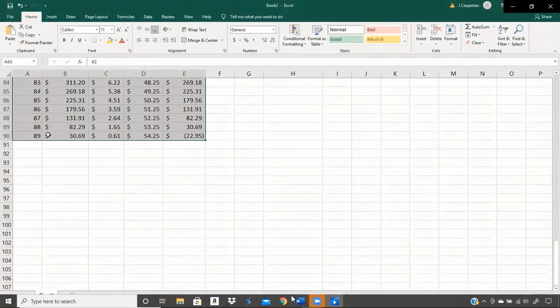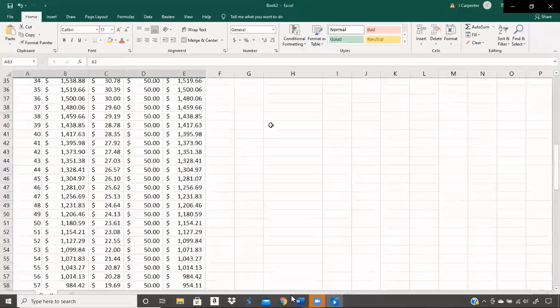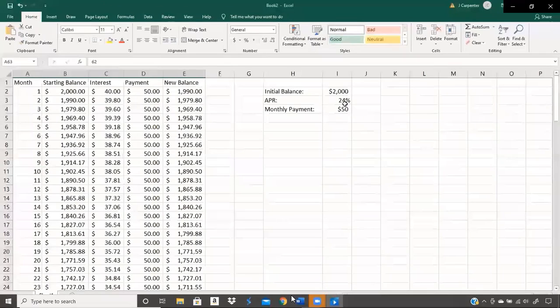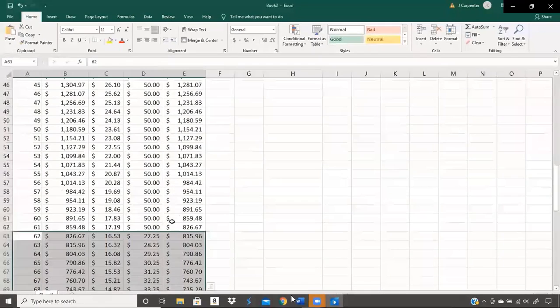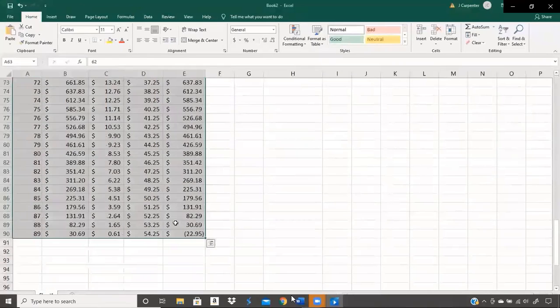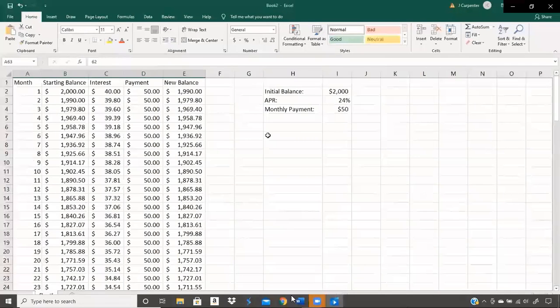Just under 7.5 years. It would be 7 years, 5 months. So just from having good credit to bad credit, or just from having an 18% card versus a 24% card, you've now gone from 62 months, which is 5 years and 2 months, to 89 months, which is 7 years and 5 months. So you've added 2 years and 3 months because of a bad credit rate.